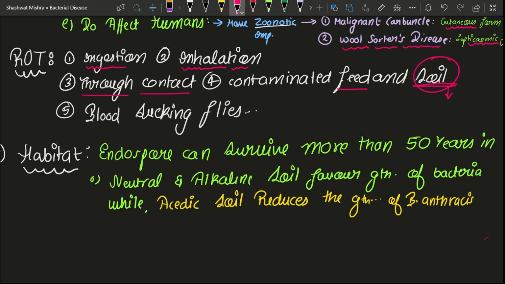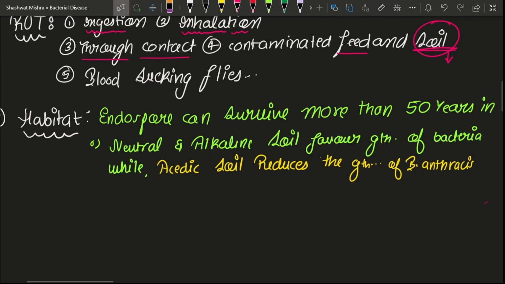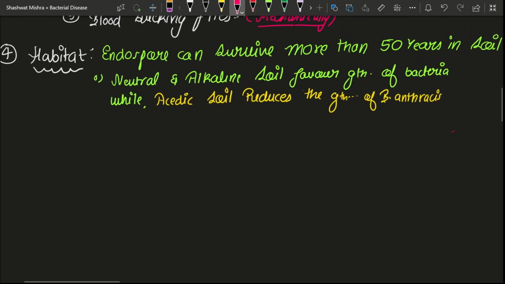We will discuss it later in the case of the habitat of the bacteria. Okay, now it could be transmitted mechanically also. The spores of the anthrax could be transmitted mechanically also by the blood sucking flies, right? Now talking about the habitat.